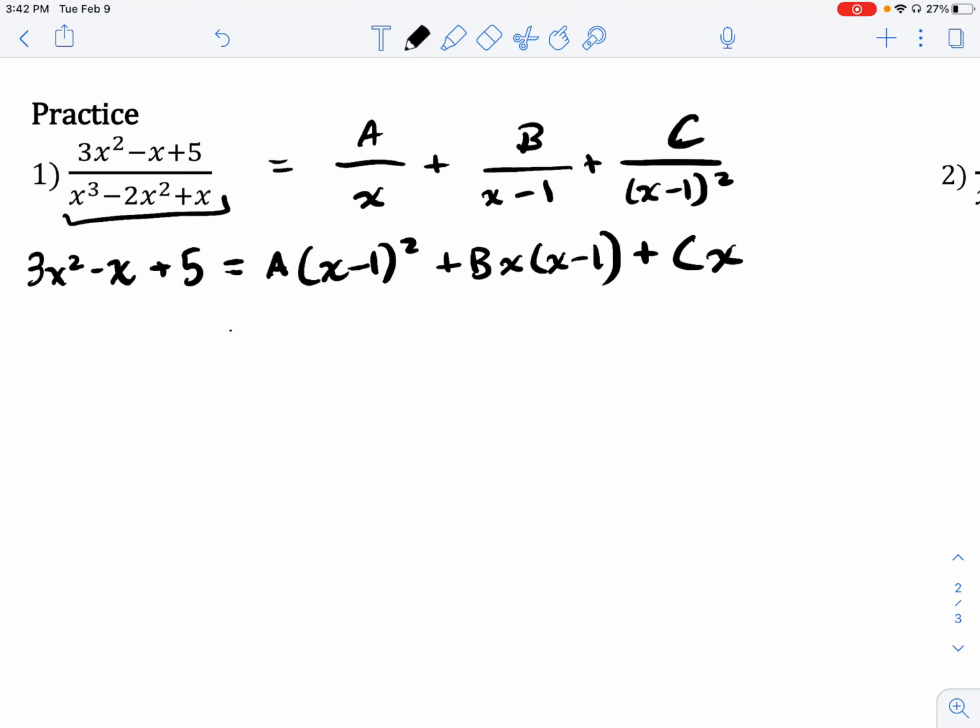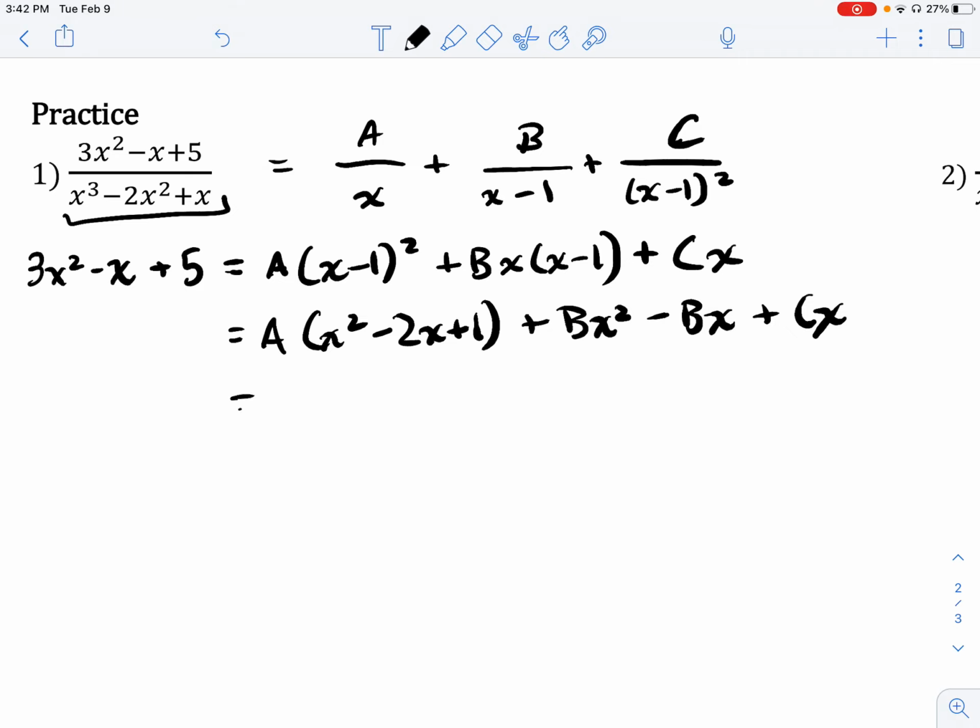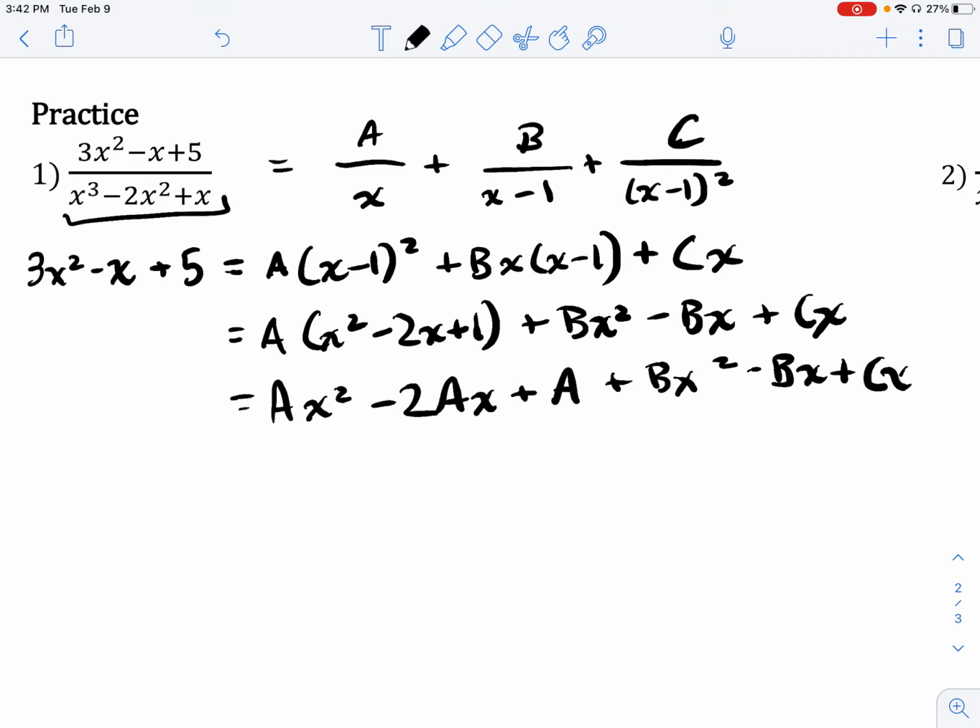Now from here, it's going to be a little bit of just distributing and basic algebra. So a times x squared minus 2x plus 1, plus bx squared minus bx, plus cx. Let's go ahead and distribute that a out in front as well. And this is bx squared minus bx plus cx. All right, so again, I want to highlight that this is all equal to this.